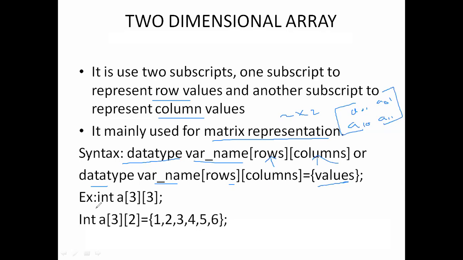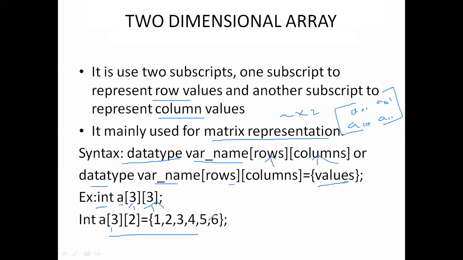So see your example: the data type is int, the variable name is a, and the number of rows is 3 and the number of columns is 3. See another example, int a of 3, you represent it in this way and give the values by using scanf input values. Then we have to write a for loop and print the values. Here in this example, we directly give the values to the array. So here you have 3 rows and 2 columns.